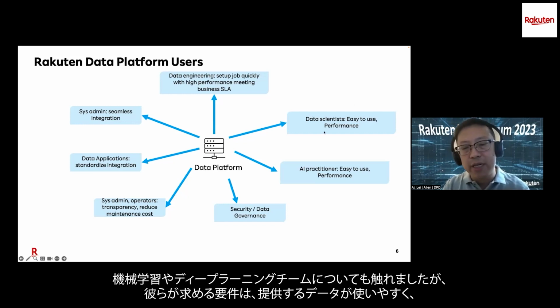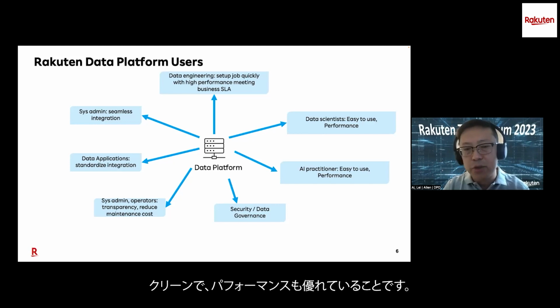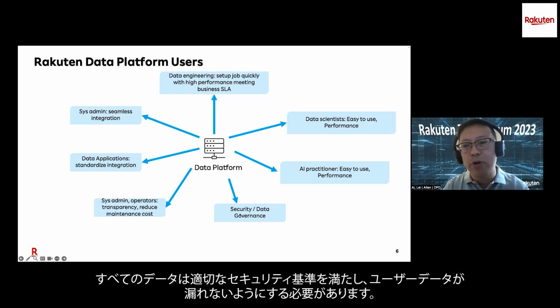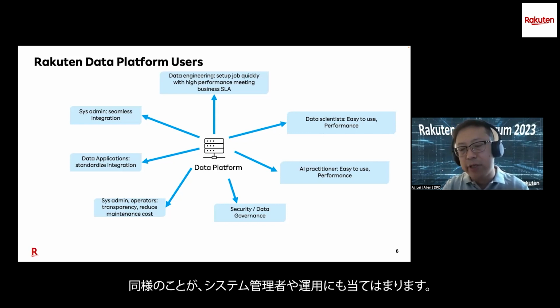Of course, we mentioned data scientists and the machine learning and deep learning teams. Their requirement to us is that whatever data you provide should be easy to use and clean, and of course have better performance. But not only these analysts or data engineers, the security and data governance teams also have requirements. We should build a platform with a better security standard to make sure users' data is not leaked out. That always raises very serious security problems.